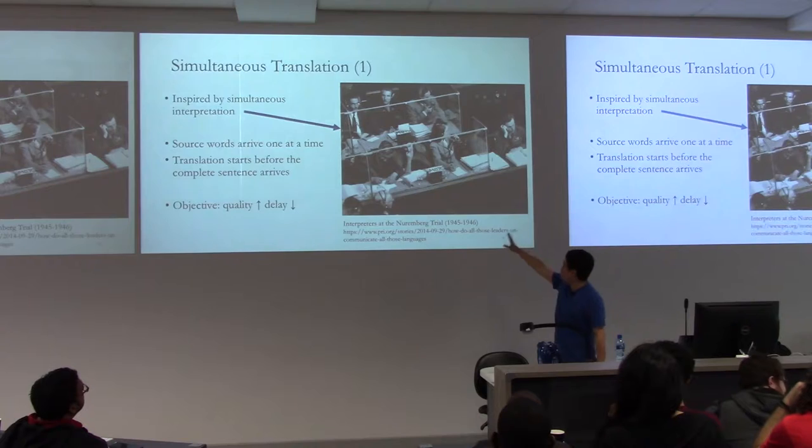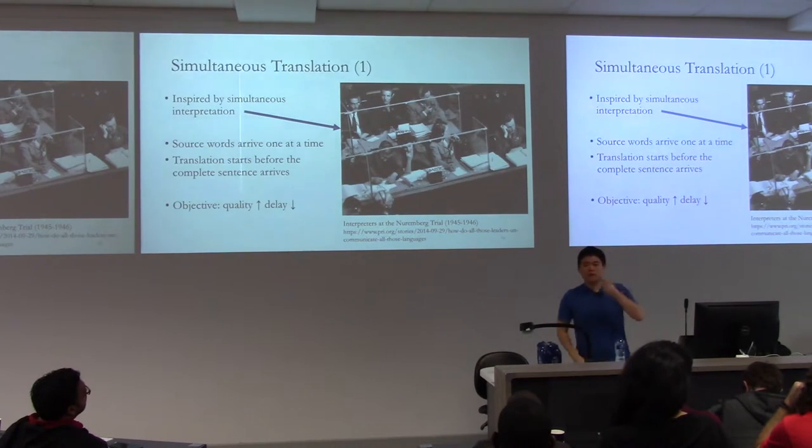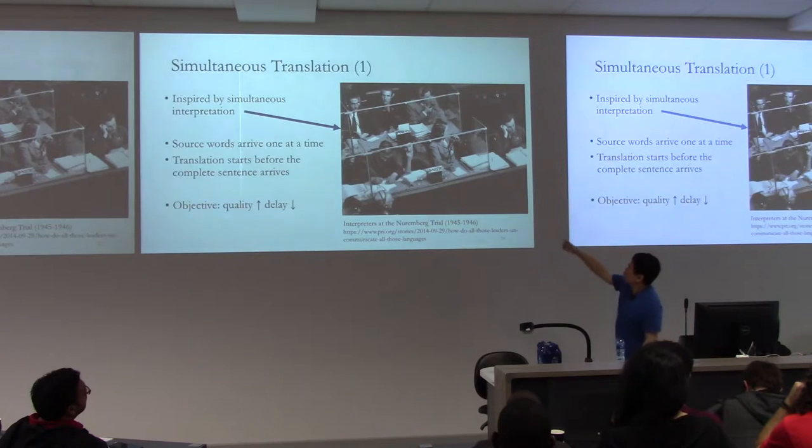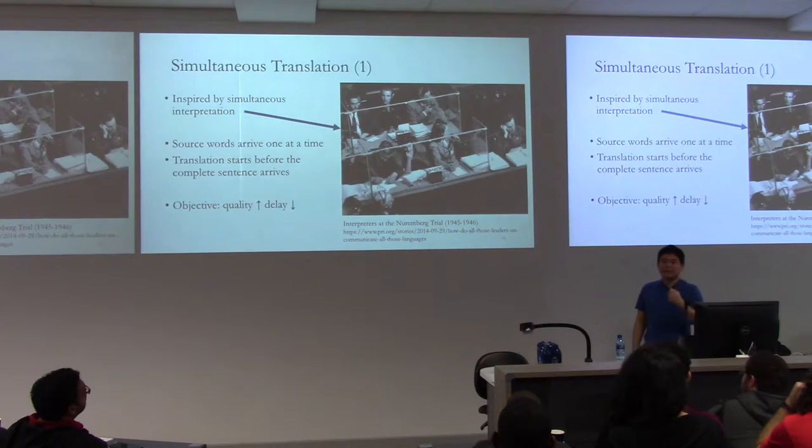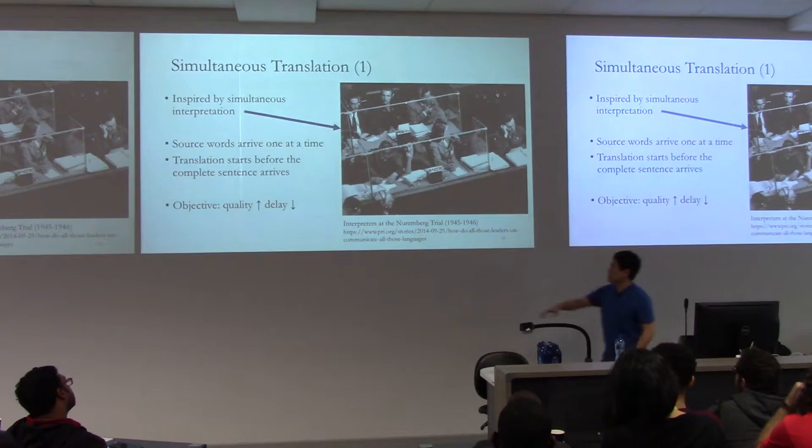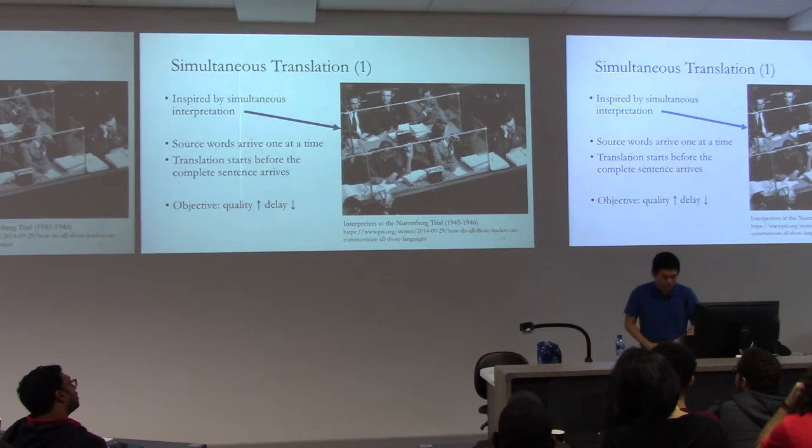So what they came up with was simultaneous interpretation. As you say something, the interpreter starts doing the translation and says it on the fly, as quickly as possible, minimizing the delay. And thereby, they were able to finish the Nuremberg trial in about 2.5 years.